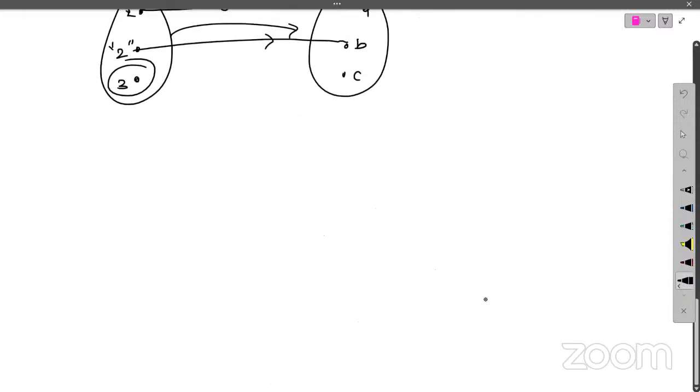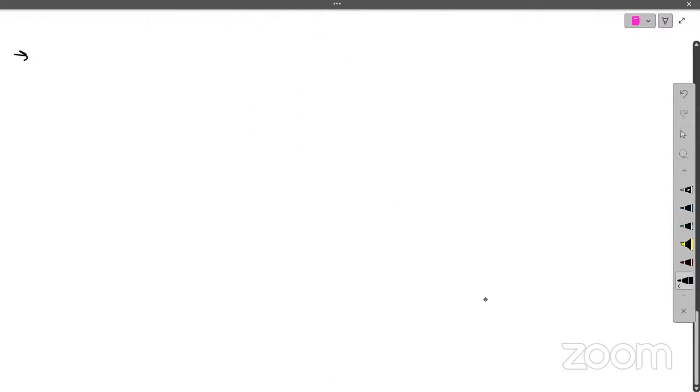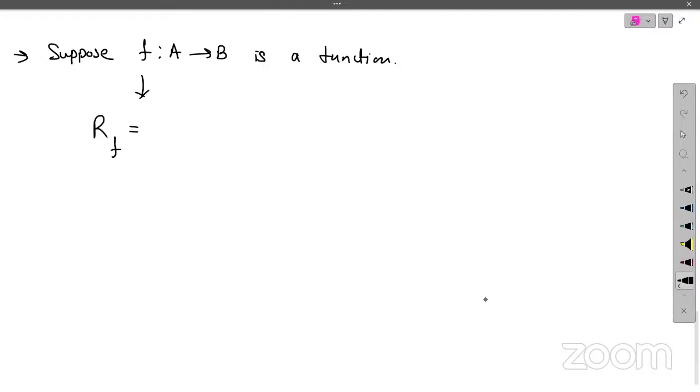Now the next thing is, a function is also a relation. Suppose f from A to B is a function, then for every function you can define a relation. That relation is denoted by R script f. We know that a relation is nothing but a subset of A cross B, right? Here my sets are A and B, that's why I'm taking A cross B. So for every function we can assign a relation, denoted by R script f.